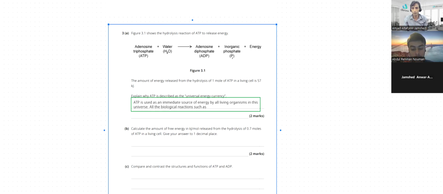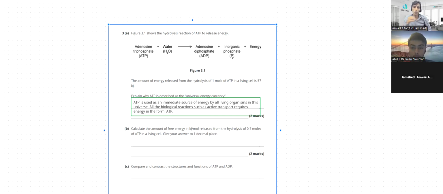Got it? I'm finding an example which is suitable for both plants and animals, such as active transport. You can add these three: muscle contraction, active transport, biosynthesis, like the photosynthesis process. All of these different processes require some amount of energy in the form of ATP, right? All the biological reactions such as active transport and biosynthesis require energy in the form of ATP.